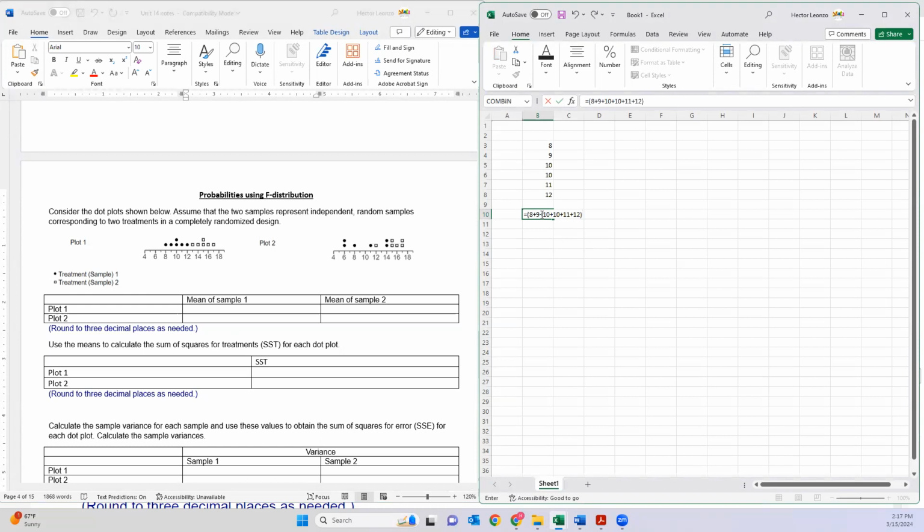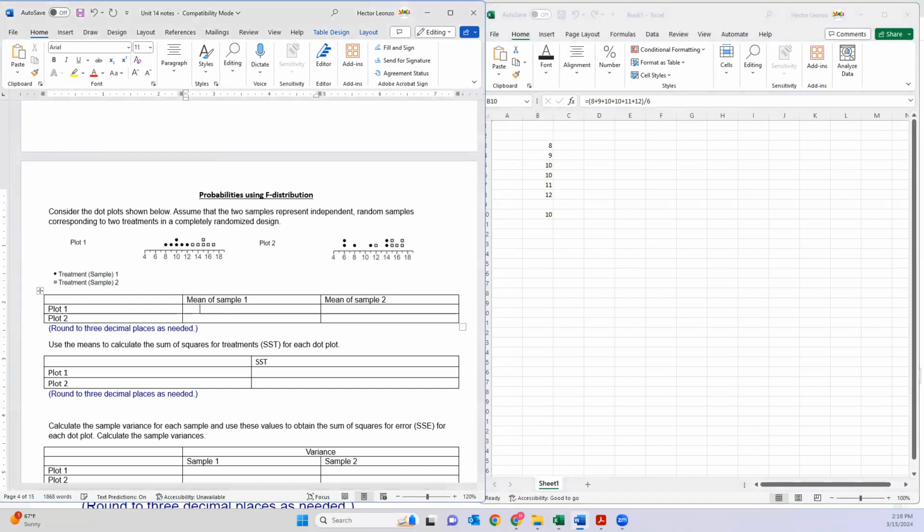So I just added all my numbers. And then I'm going to divide by. You guys do see this backslash. And then I'm going to divide this by 6 because there are 6 of them. I press enter, and then it gives me my result of 10. So I'm going to say the average of sample 1 in plot 1 is 10. So let me answer that over here.